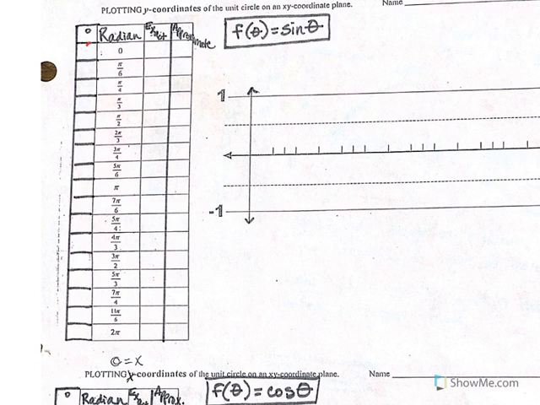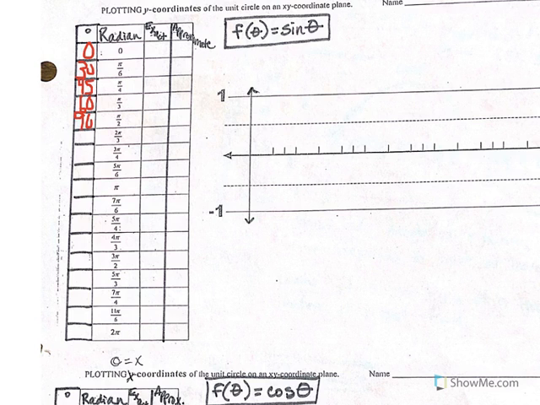So I'm going to start with 0 degrees. Pi over 6 is 30 degrees. Pi over 4 is 45 degrees. And again, have your unit circle out so you can follow along. All we're doing is just pairing up the degrees with the radians. Pi over 3 is 60 degrees. Pi over 2 is 90 degrees.